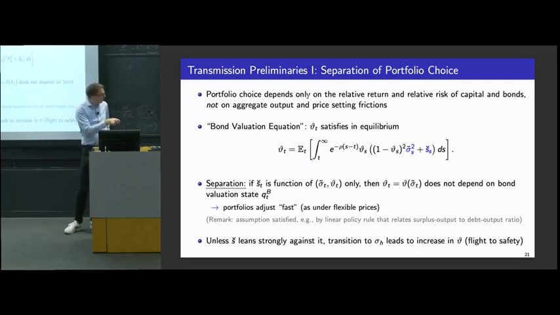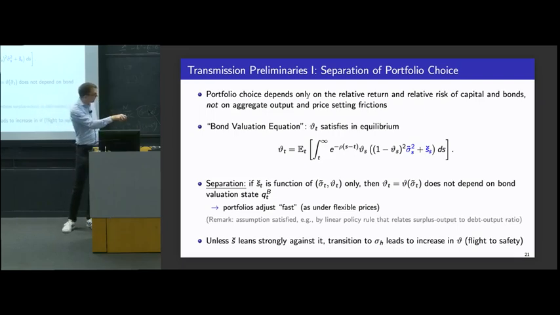Okay? So then we get a separation result: if this policy variable only depends on sigma tilde and possibly on var theta, but it doesn't depend on the bond value state, then the portfolio allocation will only depend on the exogenous state. Now I should qualify that, or talk about that condition a bit. That doesn't mean that surpluses don't react to the value of debt. In fact, this is a surplus to debt ratio. Even if this thing is constant, you're raising more taxes as you have more debt.